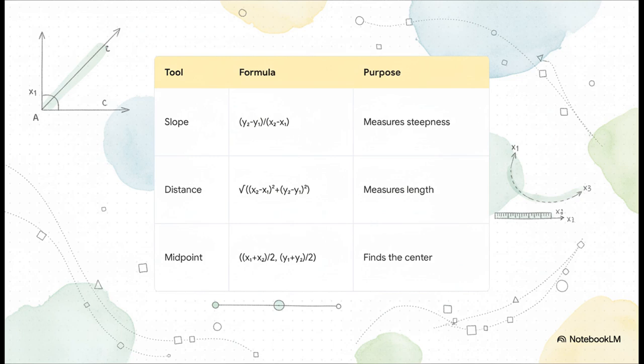You want to know how steep a line is? Use the slope formula. Need to know how long a segment is? That's the distance formula. Want to find the dead center of a line? Midpoint formula. These are the tools that let you actually describe and prove things about your shapes.